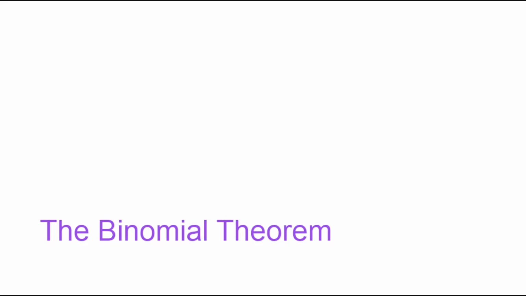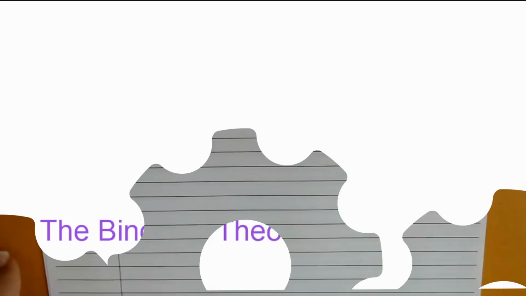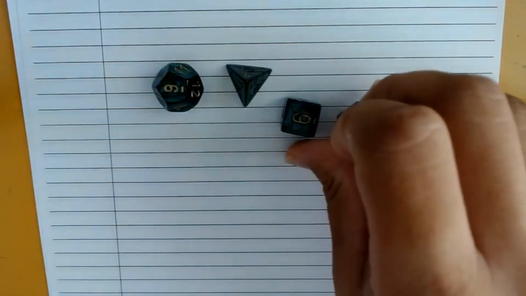In this section, we're going to introduce the binomial theorem. Let's begin with a simpler concept that we're going to need. Let's say I had 4 objects.